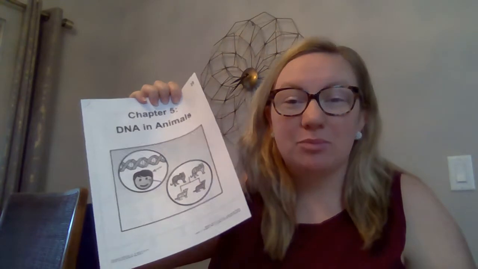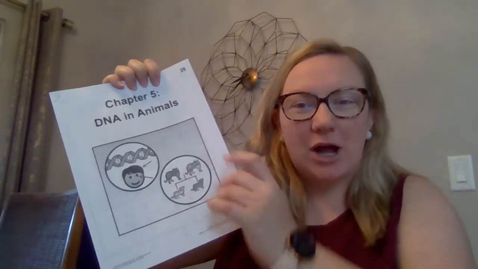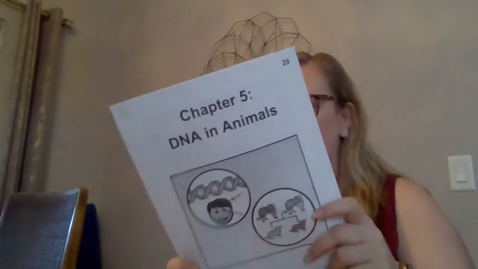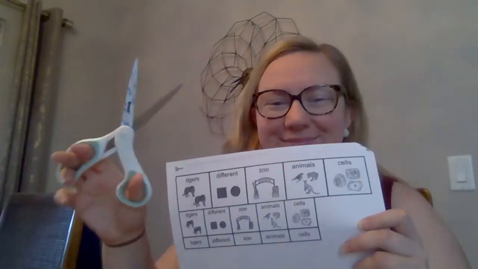So we've been learning about DNA in living things, in people, and now we're going to talk about DNA in animals. So let's jump in. This is going to be another reading the article and answering comprehension questions. Again, all you need is a glue stick, scissors, or however you're going to use to answer the questions. I'm going to go ahead and start cutting out my answers, and I'll see you in a second.